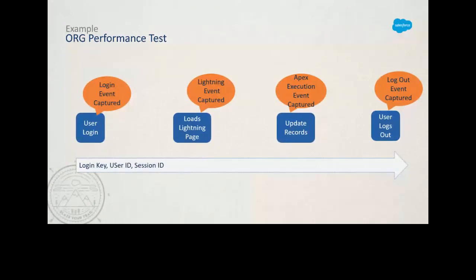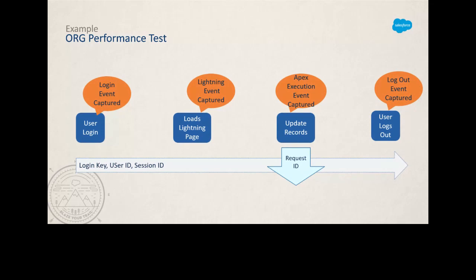So in a way, what are the other things we are capturing to get the test data? One is login key, user ID, and session ID, and when the user updates that record through Apex, we are also getting the request ID. So by performing only a simple thing, we are capturing at least 4 events and 4 types of IDs.